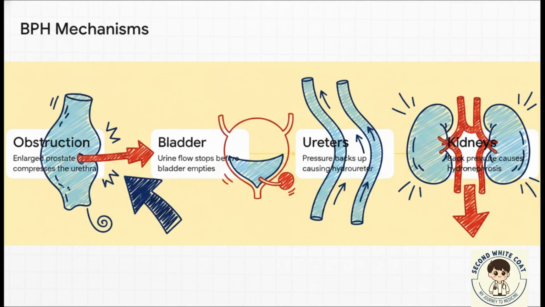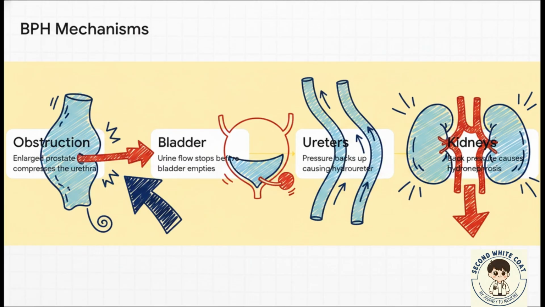Now, normally, your bladder contracts and urine flows out completely. But here, the urethra is squeezed completely shut. The bladder pushes and pushes, but eventually, the pressure from the prostate is simply stronger than the bladder's squeeze, so urine flow stops before the bladder is empty.